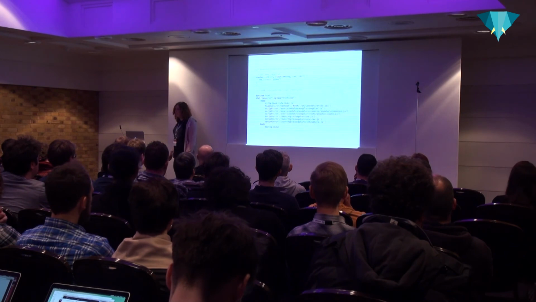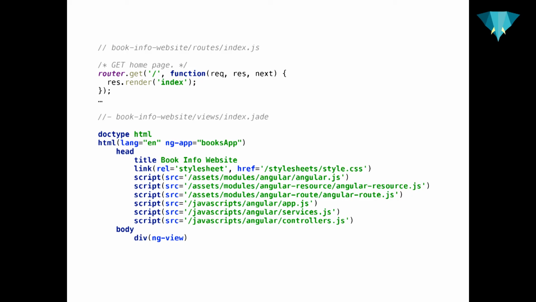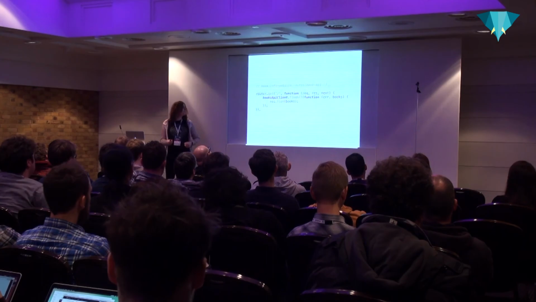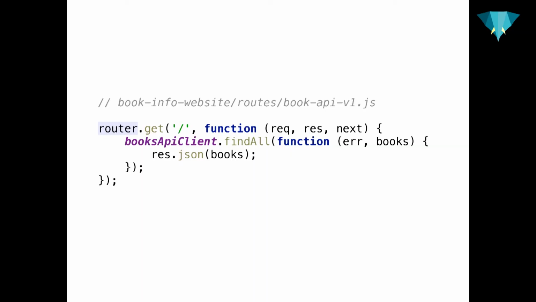Okay, so routes. Inside the routes index file, we do router.get slash, and then res.render index. What this does is load the index.jade file and return it to the user as HTML. Nice and simple, right? And then we've got our nice AngularJS application. But our API does something a little bit different. Firstly, we have a root. Remember, this is mounted off /api/v1 or v2. We do res.json, and we return some books as a JSON array.